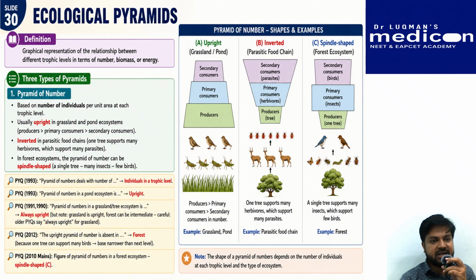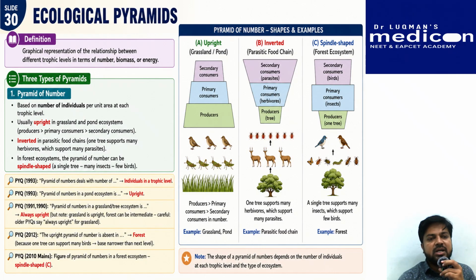Let's revise. It is upright in grassland and pond ecosystem, inverted in parasitic food chains, and in forest ecosystem the pyramid is spindle shaped. You can see the diagram here. Upright in grassland and pond, inverted in parasitic food chain, and spindle shaped in forest ecosystem.